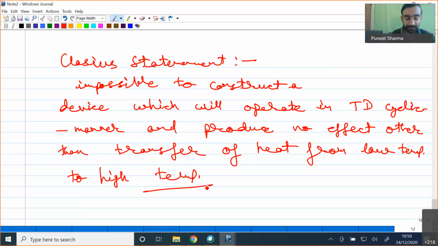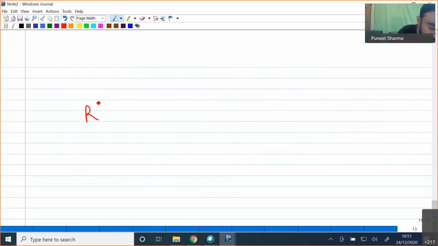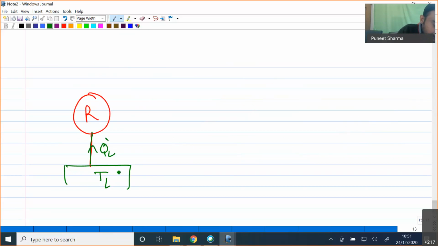Okay, so this is the statement of Clausius, that it is impossible to construct a device which will operate in a thermodynamic cyclic manner and produce no effect other than the transfer of heat from a substance having low temperature to a substance having high temperature. Okay, so what it means, we have seen in case of a refrigerating unit that we are transferring Q dot L amount of heat from temperature TL, and we are supplying this heat to our medium at temperature TH with Q dot H rate, and while we are doing so, we are supplying some W dot C amount of work.